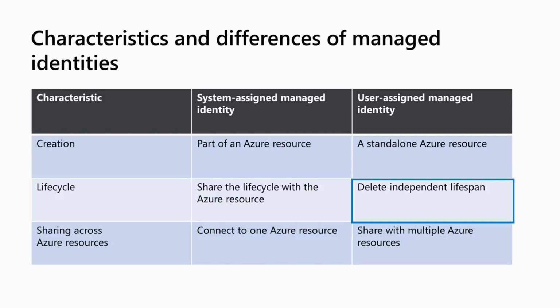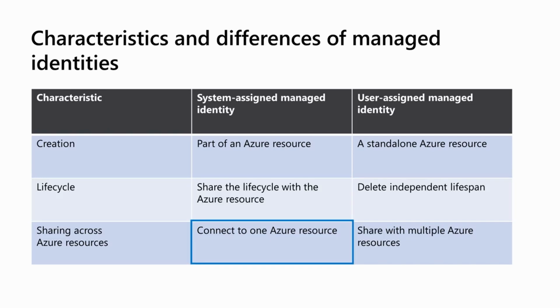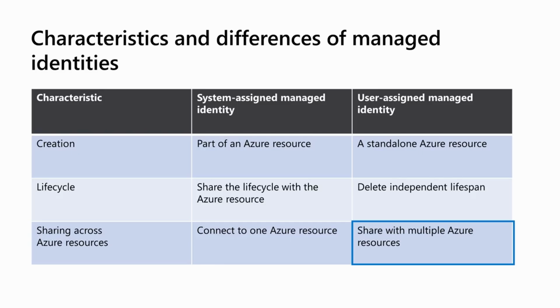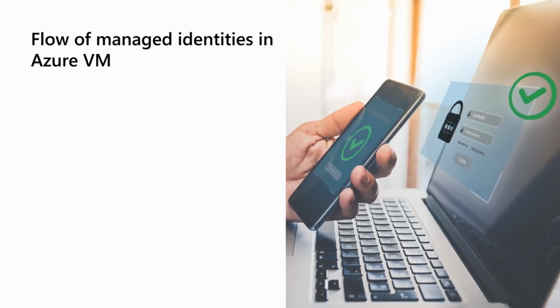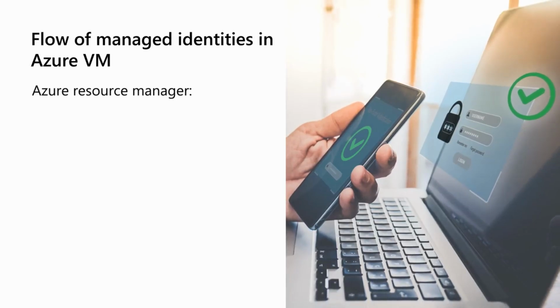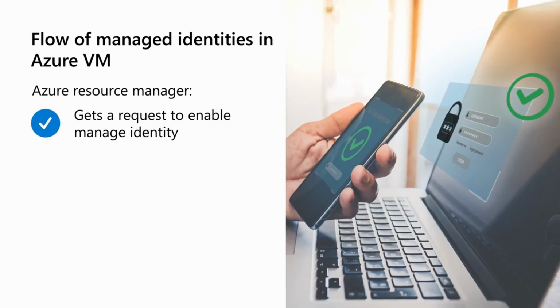Additionally, you can connect the system-assigned managed identity to only one Azure resource, whereas in a user-assigned managed identity, you can share the user-assigned managed identity with multiple Azure resources. Next, look at the detailed flow of how the two managed identities work with an Azure VM. Azure Resource Manager receives a request to enable the system-assigned managed identity on a VM.